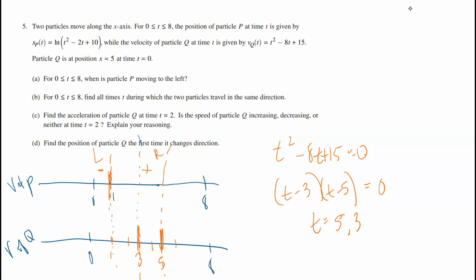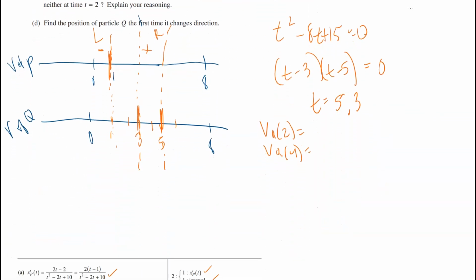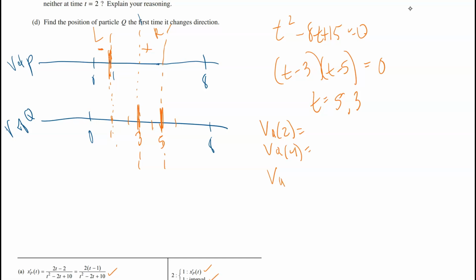So I'm going to check 3 different values. I'm going to do some quick mental math here. And what I would show on my paper is just VQ of 2, and then I would show, is it positive or negative? VQ of 4, is it positive or negative? And then VQ of 6.